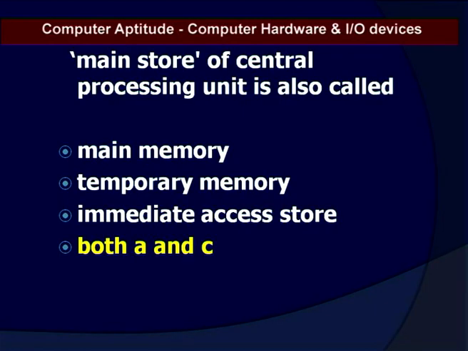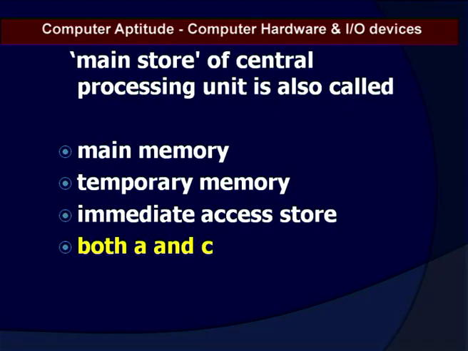Next, the main store of the central processing unit is also called temporary memory and immediate access memory. Temporary memory is nothing but whenever you save some files on the desktop, when you restart the system, those files are deleted. The files stored on the desktop are deleted. That is called temporary memory.